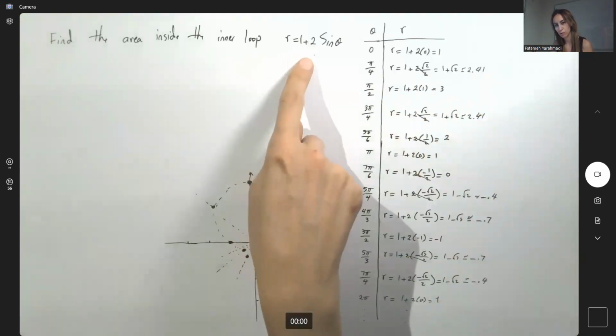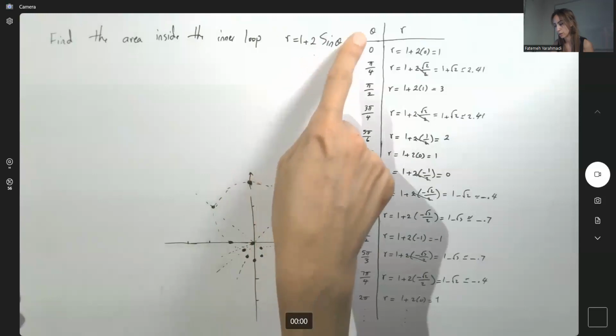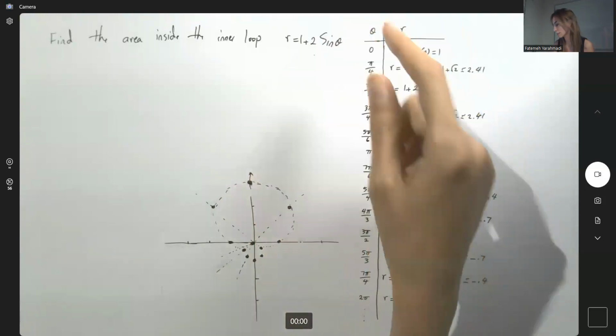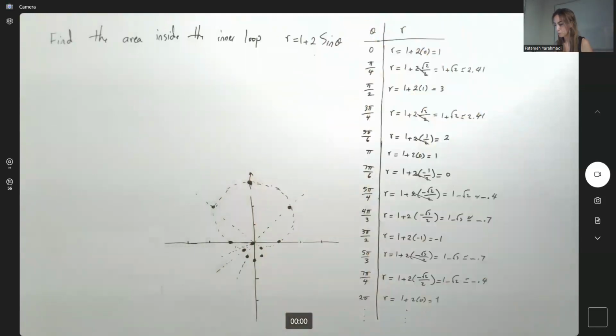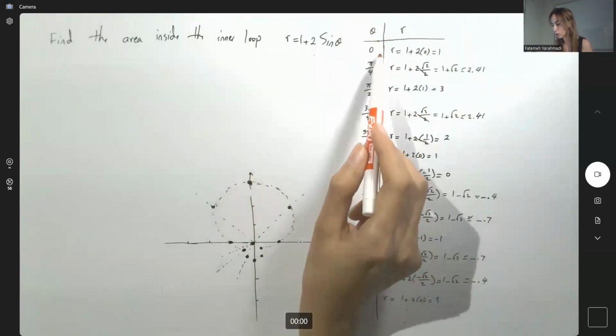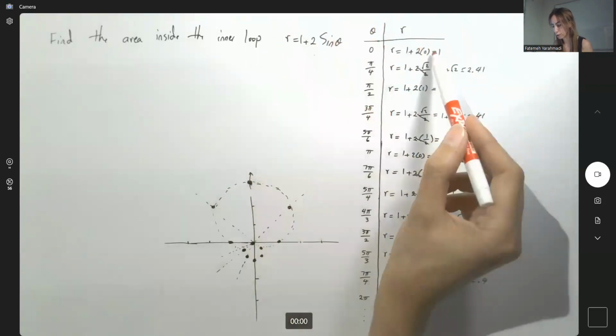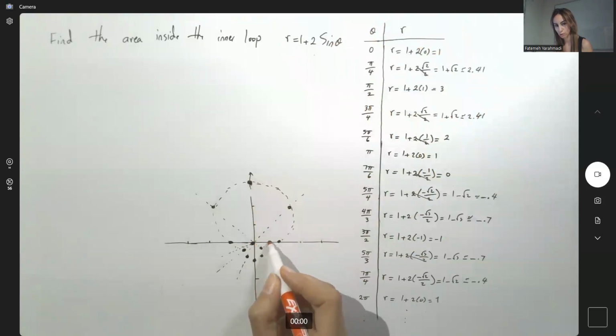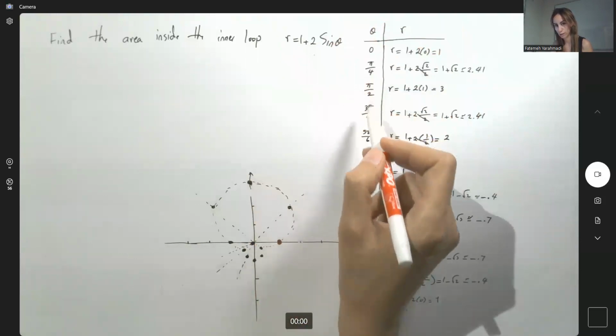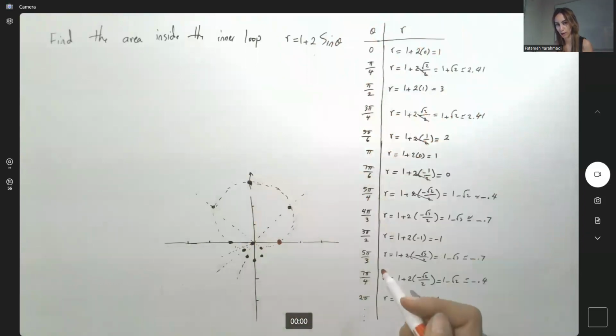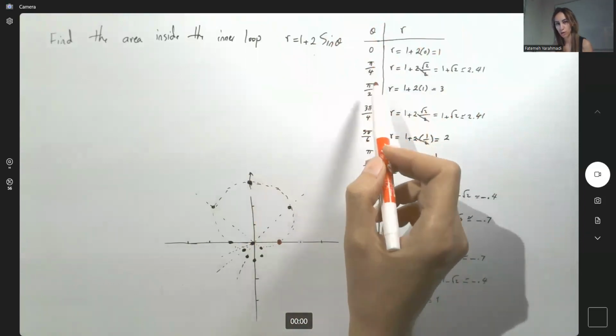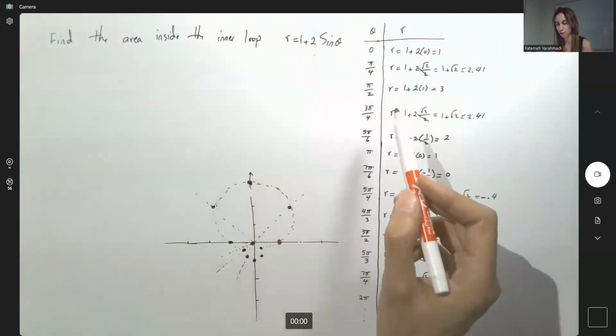Here you have r equals 1 plus 2 sine theta. Theta is changing and r depends on theta. So take a look. When theta is equal to 0, your r is 1. You can plug in more angles, such as pi over 6, pi over 3, and so on. I didn't have enough space to plug in more angles.